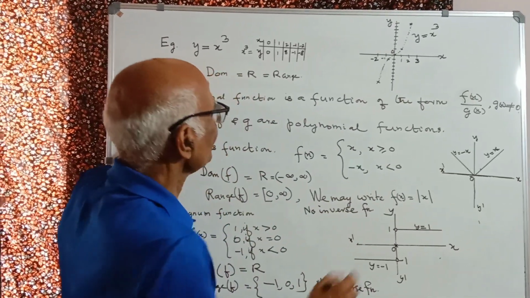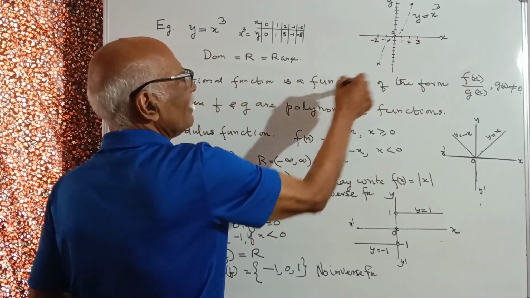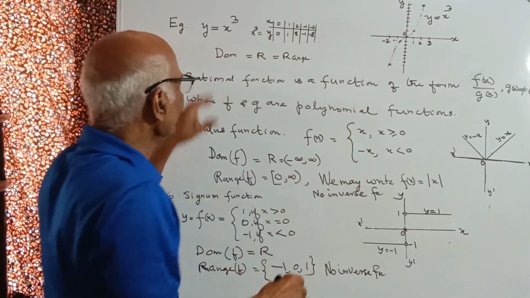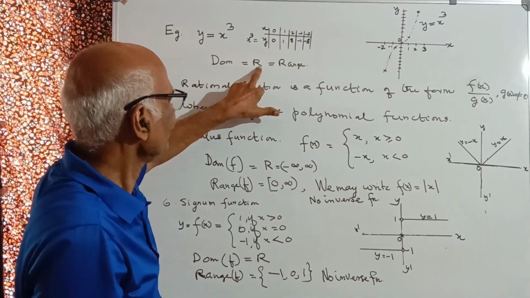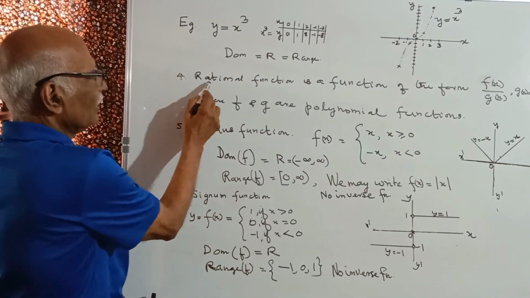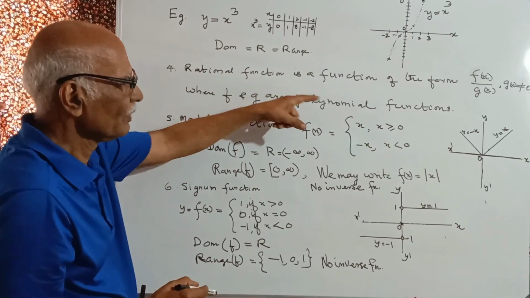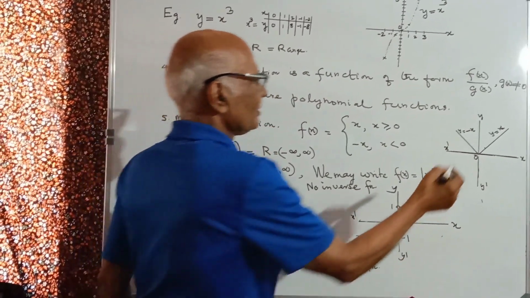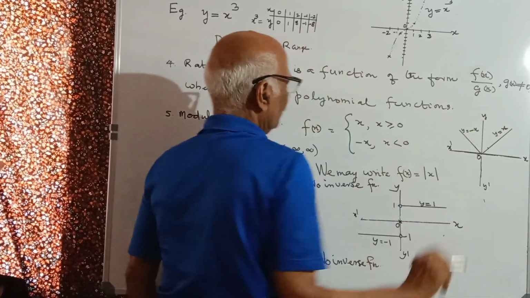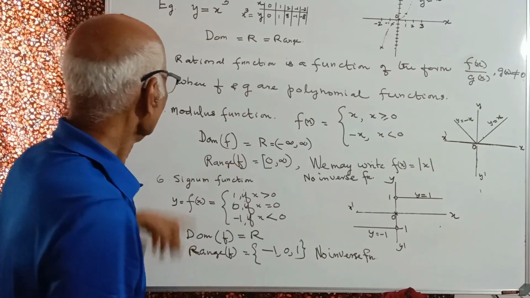The domain of the function, the x values, is from minus infinity to plus infinity. The y value is also from minus infinity to plus infinity. So the domain is the real number set R. Now we go to 4, rational function. A rational function is a function of the form f(x) divided by g(x), where g(x) is not 0. The denominator cannot be 0, where f and g are polynomial functions.